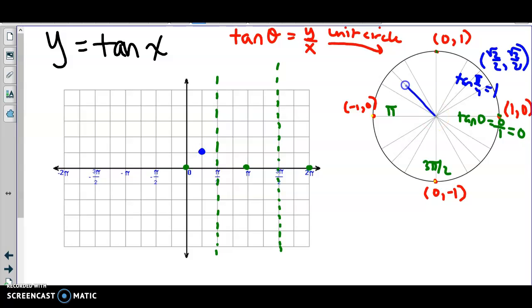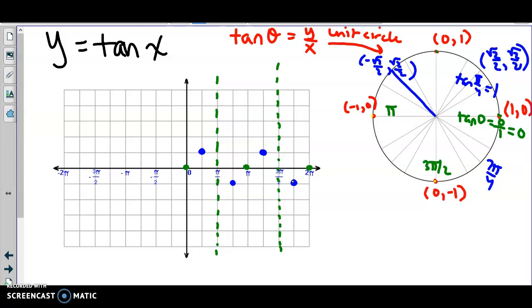When we go to the pi over 4 angle in quadrant 2, that would be 3 pi over 4. Your x value is negative, and your y value is positive. So y divided by x, that's going to be negative 1. Quadrant 3 is 5 pi over 4. So right here, positive 1, because they were both negative. And then quadrant 4 is 7 pi over 4. That one's going to be negative 1 again.